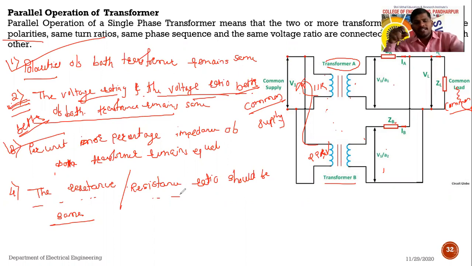So all of you first understand these conditions, then we will go for parallel operation. That means I will tell how it can be operated in parallel. If the primaries of both transformers are connected to a common supply, and the secondaries are connected to a common load, then these two transformers are operated in parallel, right? So for the connection of parallel operation, first of all we want to satisfy these conditions. If these conditions are satisfied, then and only then are we able to operate two or more than two transformers in parallel.